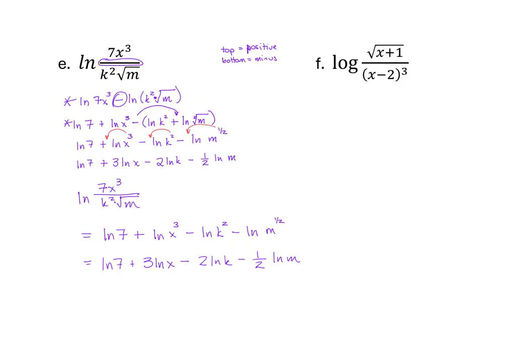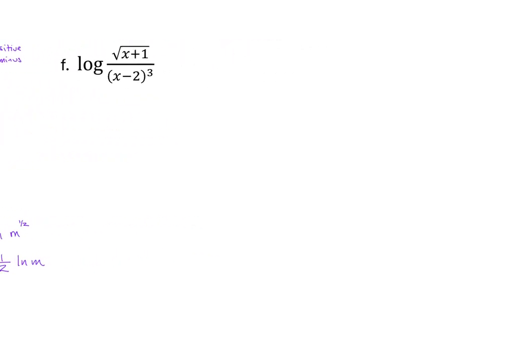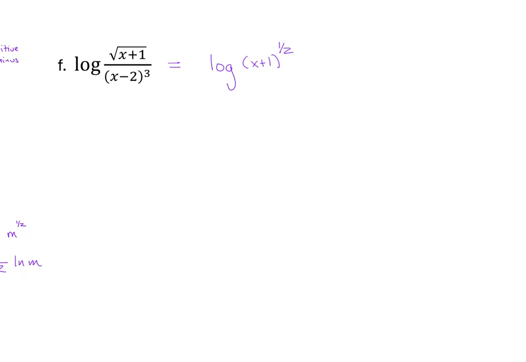All right, let's come over to our last example, example F. When I see this, the first thing I'm going to do is take care of the division. We basically just have one thing on top, one thing on bottom. And so what this is going to turn into is log of x plus 1 to the 1/2, minus log of x minus 2 cubed. When we separate division, it turns into subtraction.